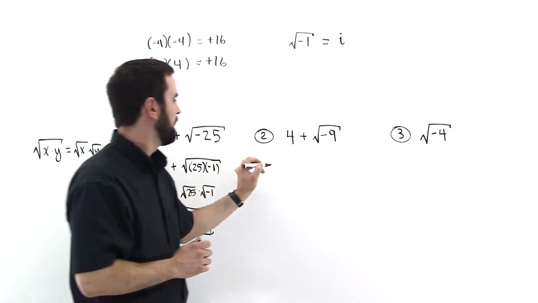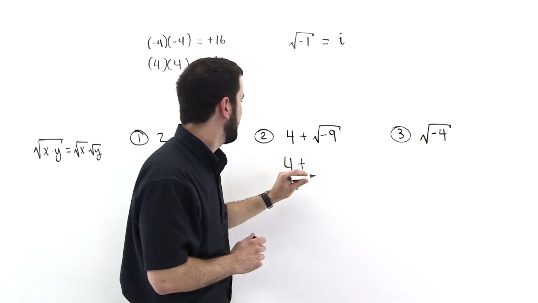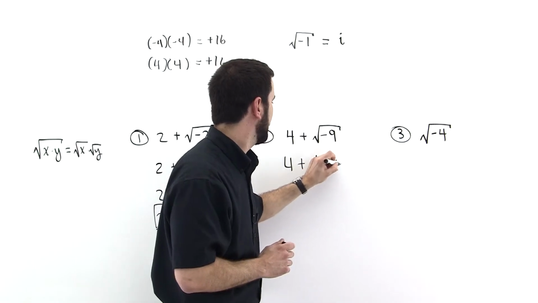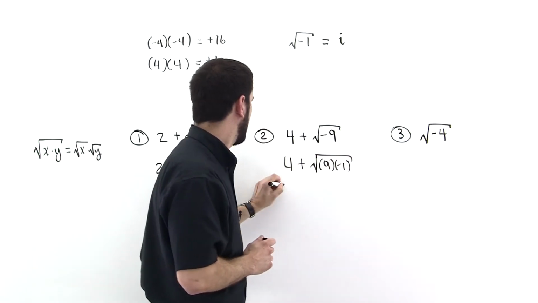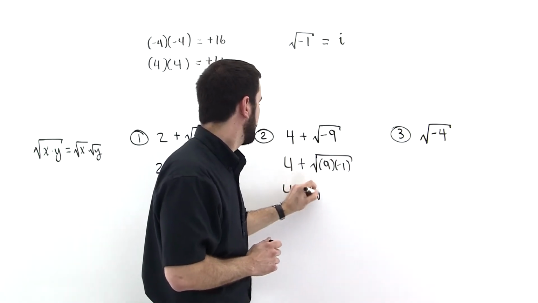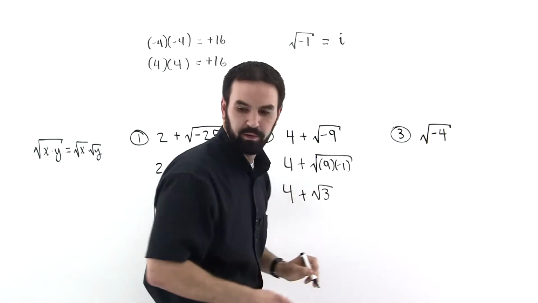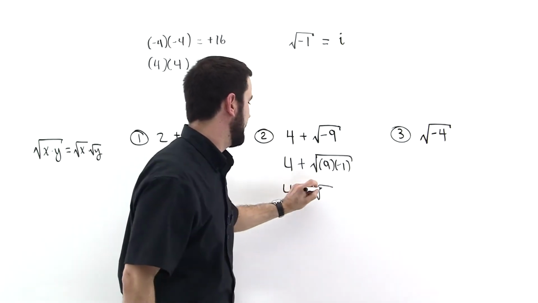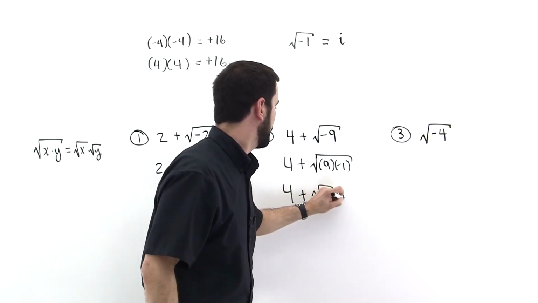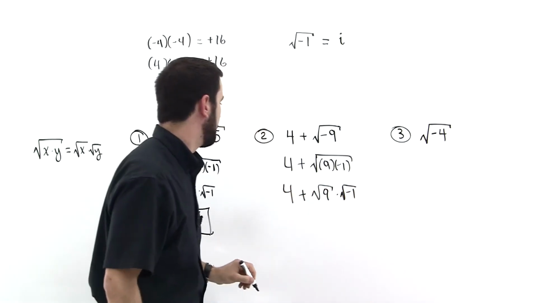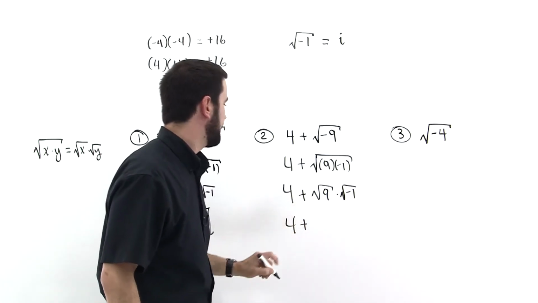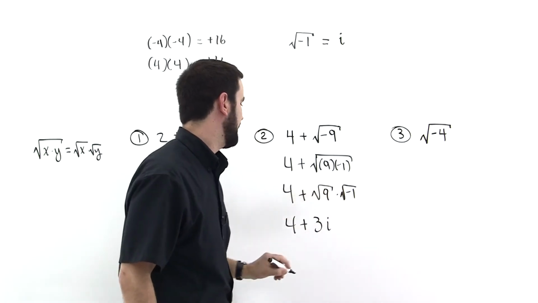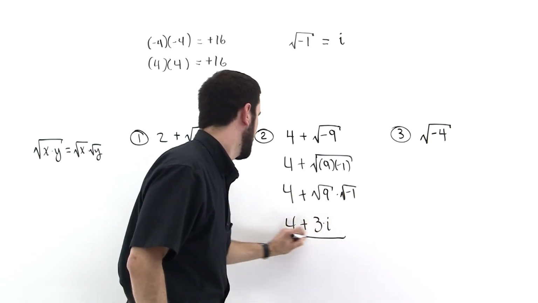Okay, let's do this one. So we have 4 plus the square root of 9 times negative 1. So this is 4 plus the square root of 9 times the square root of negative 1. And then this is 4 plus, the square root of 9 is 3, 3i, because this is defined as the imaginary number, right?